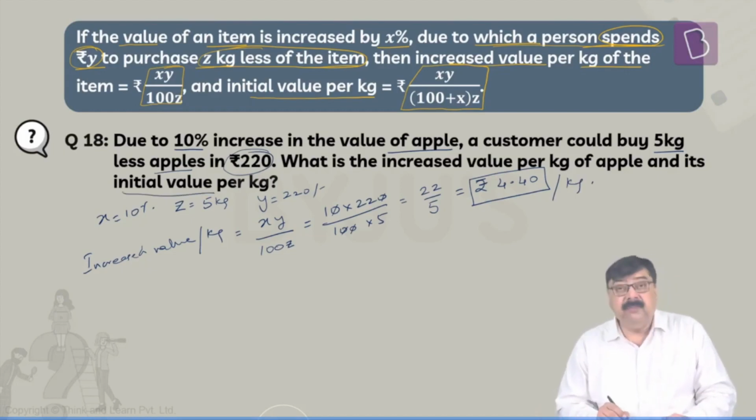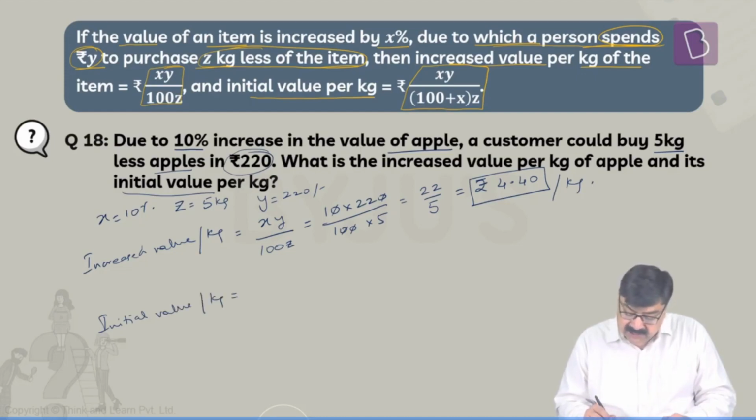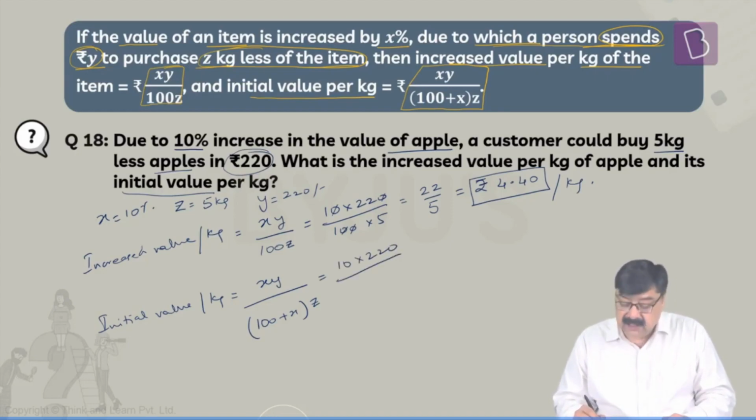Initial value per kg, let us see initial value per kg is to be found out using the formula xy by 100 plus x into z. So that is 10 into 220 by 100 plus 10 into z. So this is 10 into 220 by 110 into 5.